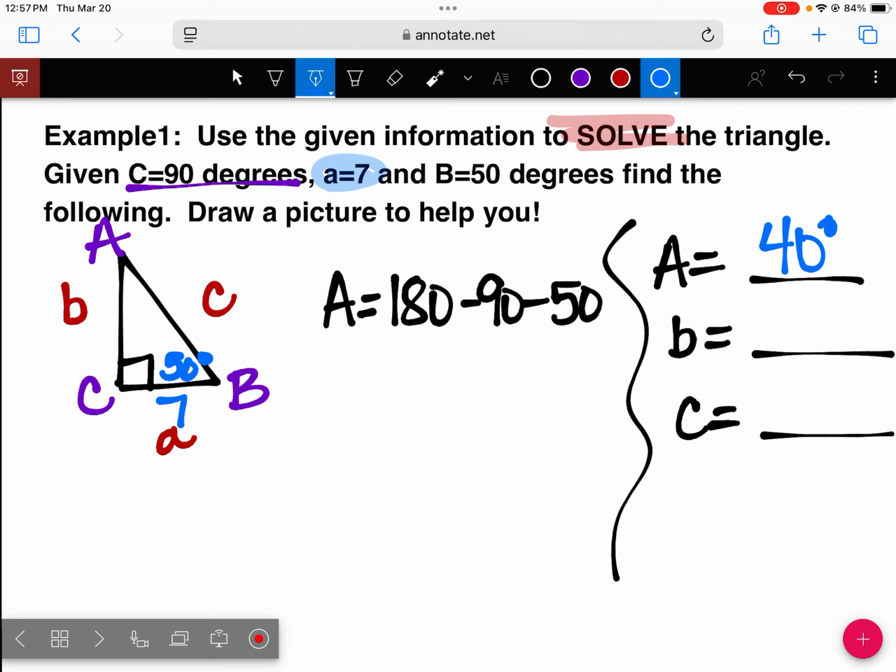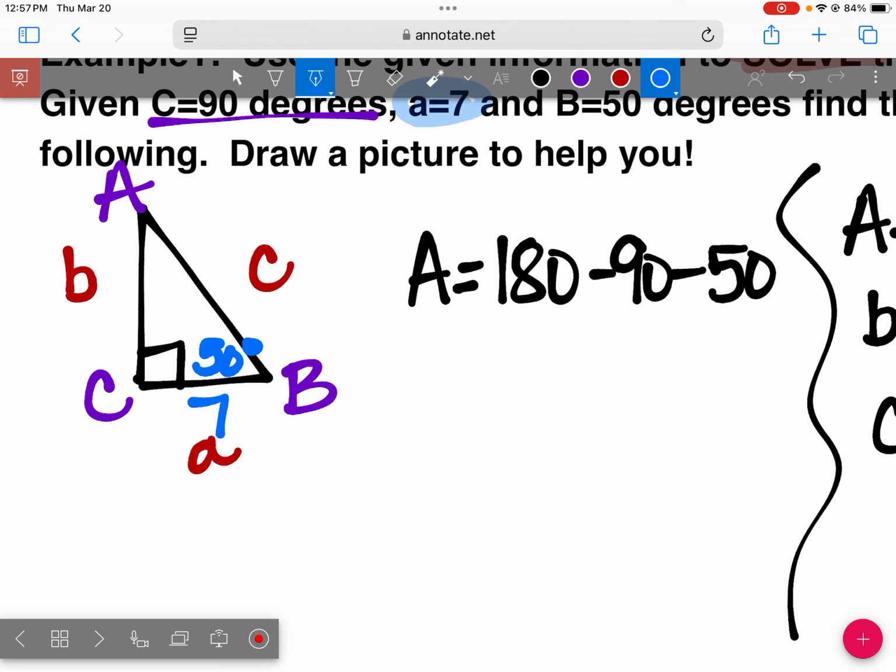All right, so now let's look at little b. Whenever I'm trying to find the other information, I personally use what they told us. They told us that this is 50 degrees. So let me erase this part here. And I want you to label the three sides of your triangle in relationship to angle B. So this would be opposite.